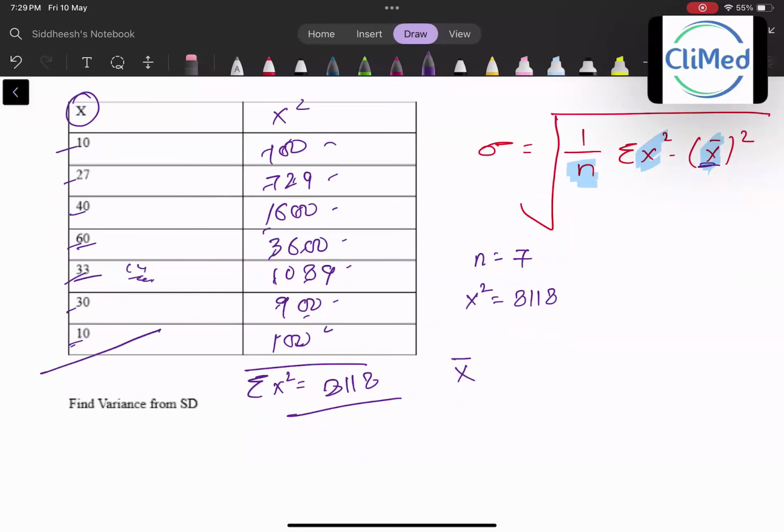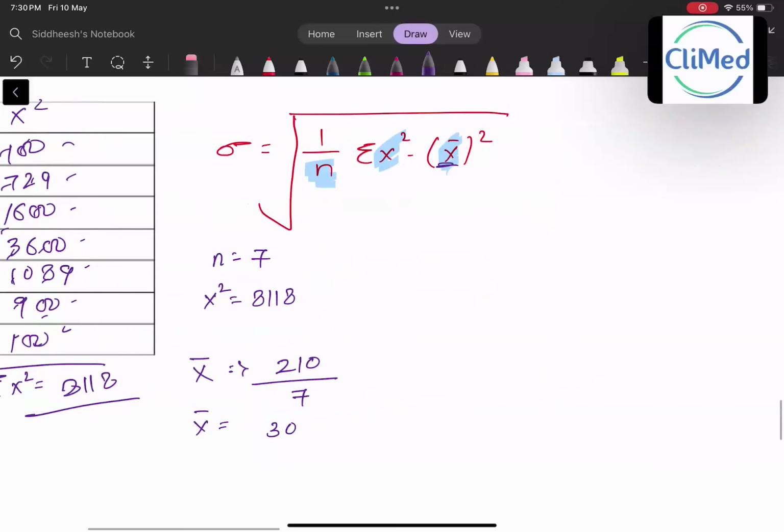Calculate 10, 10, 20, 30, 40, 60, 100. This will be around 200, 210, right? Upon the number of observations, which is 7. So x dash is how much? 30. Yes, perfect. Now we have all the numbers together: n is 7, the sum of x squared we got, and the mean is 30. Now we need to put these numbers into the formula and our work is done.